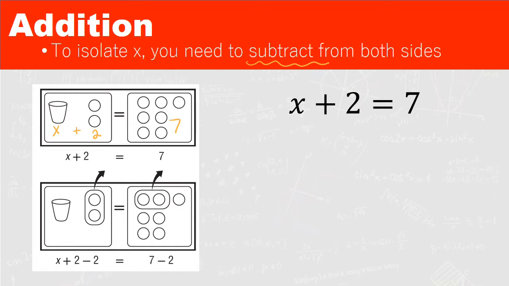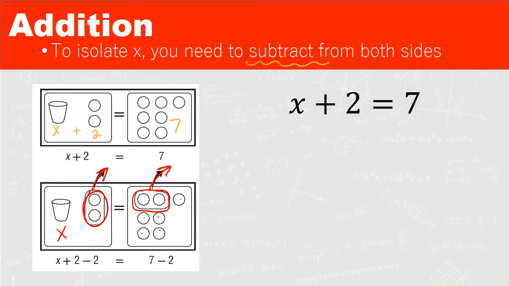If we're going to undo addition, then we would use subtraction here. So we're going to take away two circles from the left. Whatever we do to the left side of the equation, we also need to do to the right side of the equation, so we need to take away 2 from the right also. Then we're left with just the cup, which is x. This cup equals 1, 2, 3, 4, 5 circles, and so we know that x would equal 5.